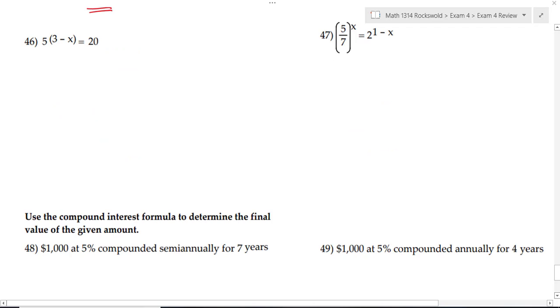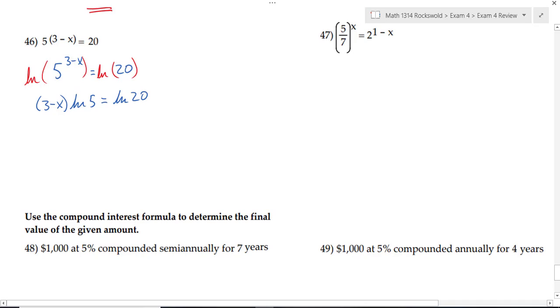On 46, we have 5 raised to the 3 minus x equals 20. The variable is in the exponent. How do we get a variable out of the exponent? Let's take the natural log of both sides of the equation, and then we can use the power rule. When I use the power rule, this power gets moved down front. That power is a binomial expression, so I have to keep that power in parentheses, and I get 3 minus x natural log 5 equals natural log 20.